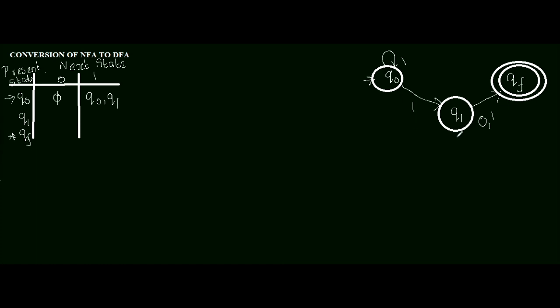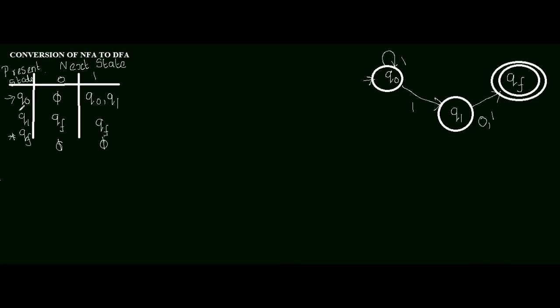If Q1 is your present state and 0 is your present input, the next state is QF. If Q1 is your present state and 1 is your present input, the next state is QF. If QF is your present state and 0 is your present input, we don't have any next state. Same if the input is 1, we don't have any next state, so I am going to write empty. So this is the first step for conversion of NFA to DFA. First we have to make the transition table.